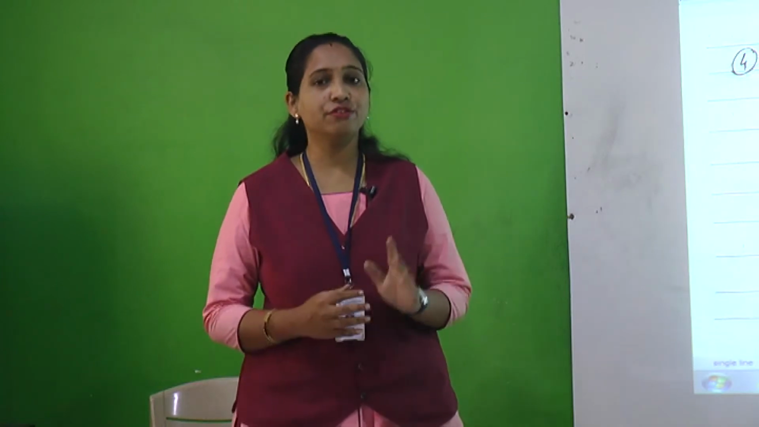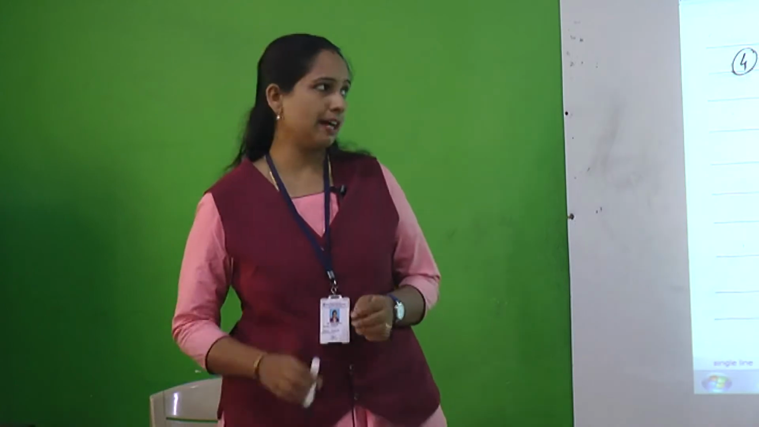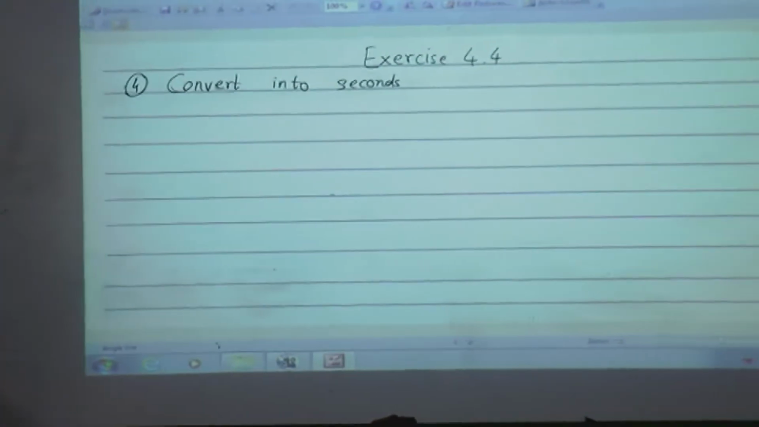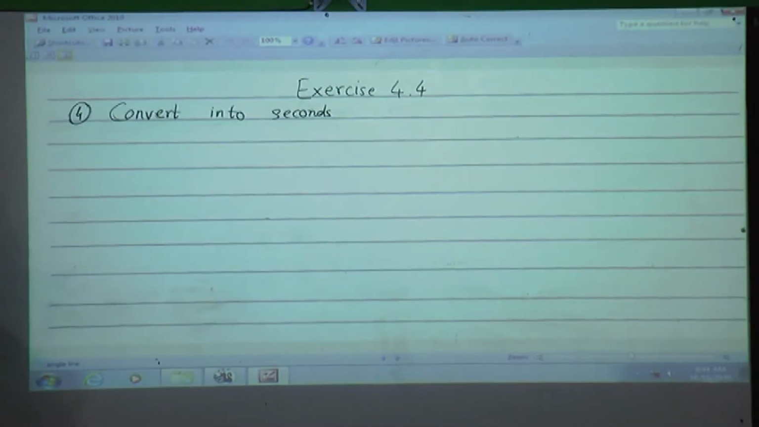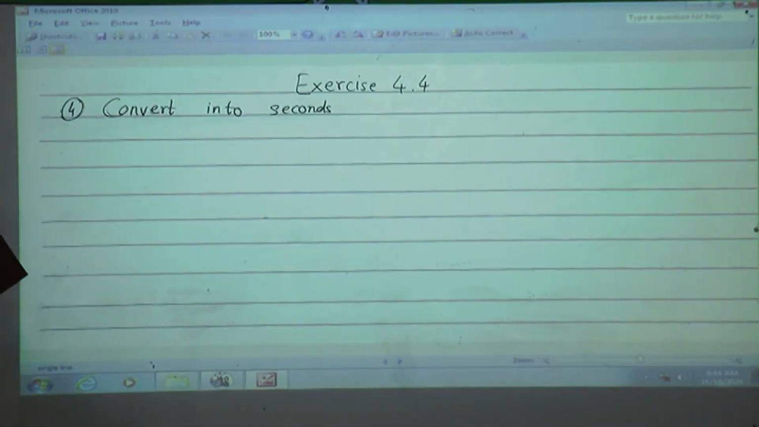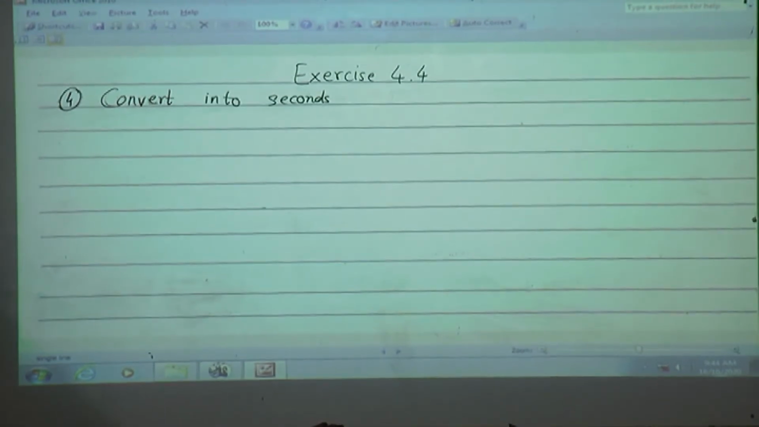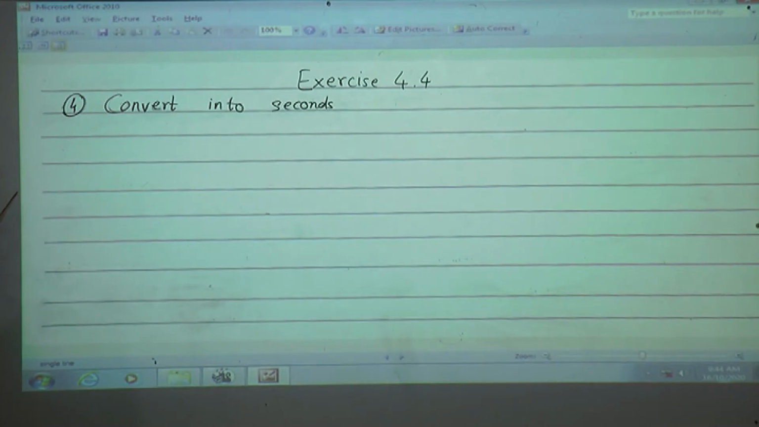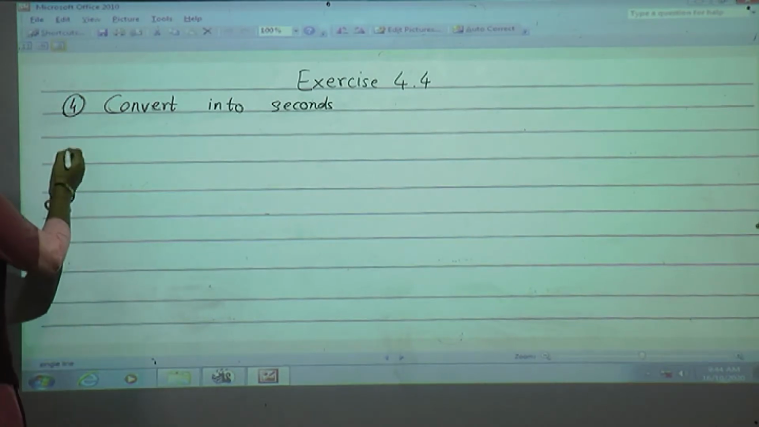We have solved in our last session exercise 4.4 fourth question 2 examples. Now we will solve the remaining examples. Now see what is the question, convert into seconds. I hope you all have done the home assignment. I asked you to solve the remaining questions in the rough book. Now just cross check your answers along with me. Now fourth one I will solve for you.